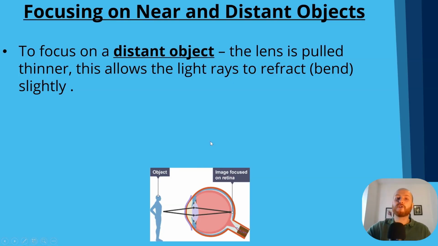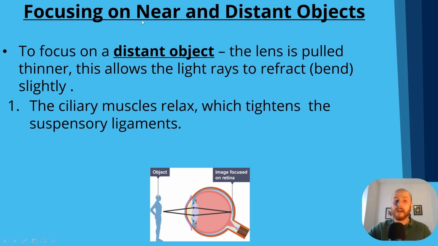Now, if we need to focus on a distant object, the lens is pulled thinner, and this allows the light rays to refract slightly, so to a lesser extent. And here, the ciliary muscles relax, which we can see at the top and bottom of the lens, which tightens the suspensory ligaments, and it pulls that lens long and thin with a lower angle.